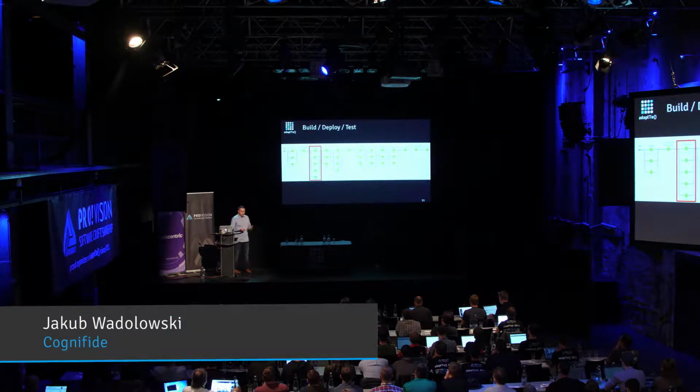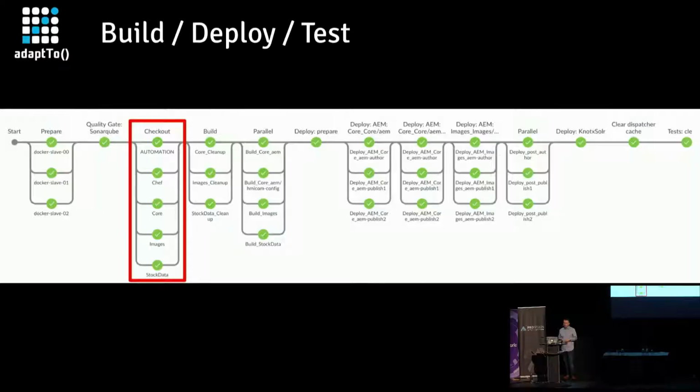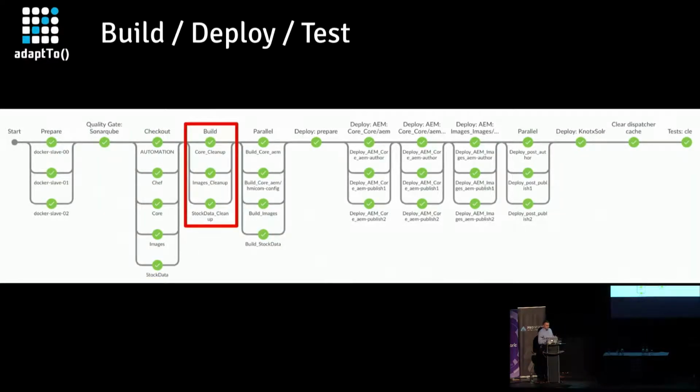The next phase is the checkout. So we clone a bunch of repositories. Then we clean up some leftovers that we may have from previous builds. And then we do a build in parallel. So if we decided to build like 4 applications or 3 applications, there will be 3 parallel steps here.